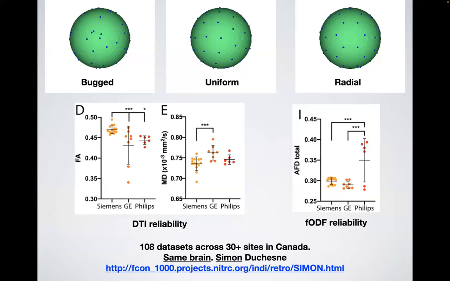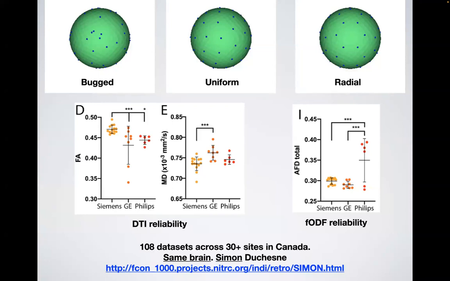And what happens when you have that is that DTI or diffusion MRI is very unreliable. Things really change across Siemens sites. And this is the same person, by the way. Simon Duchesne traveled the whole Canada. It's the same brain in all these sites. So we have Simon Duchesne 108 times across 30 sites in Canada. This is downloadable. He has fMRI data. He has T1 weighted data.